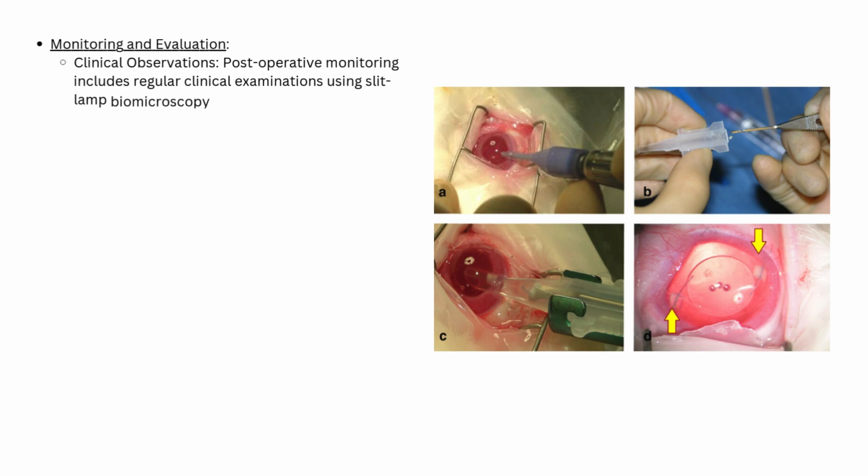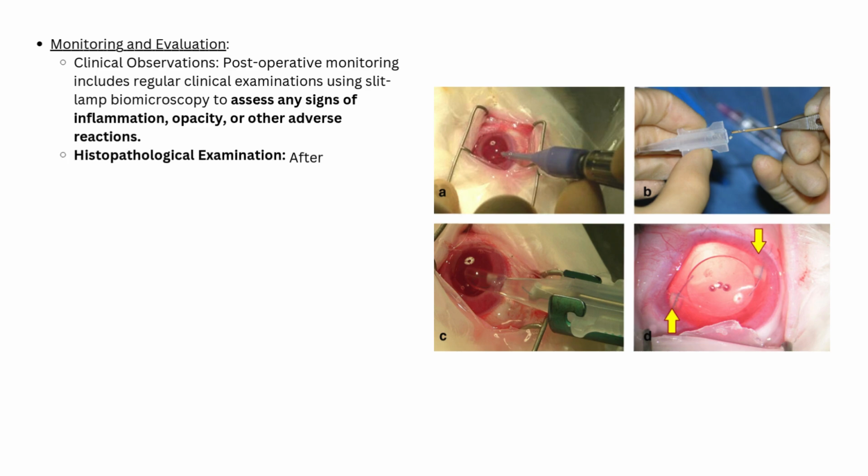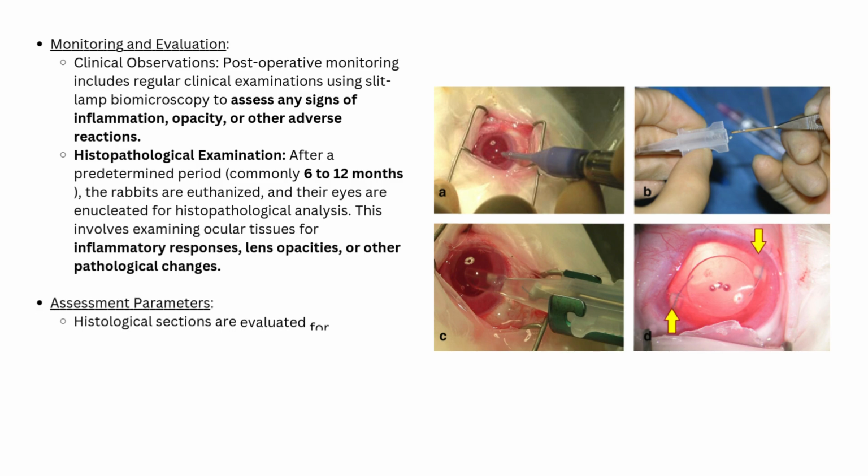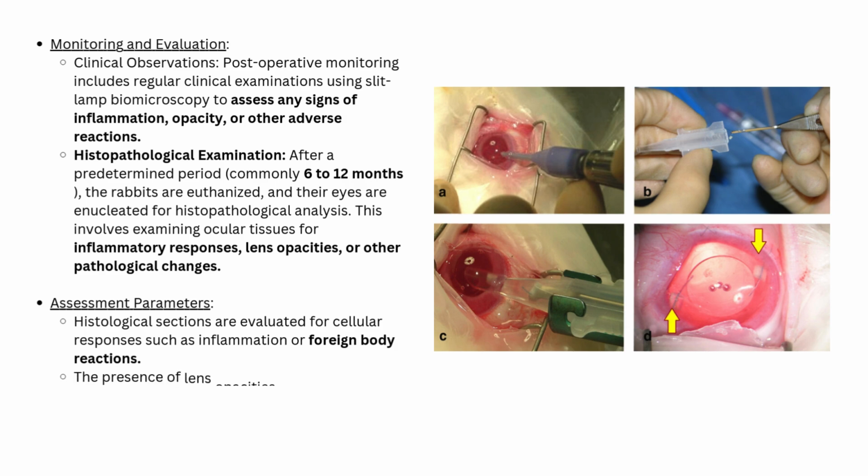Clinical observations were made to assess for any signs of inflammation, opacity, or other adverse reactions. Then after a period of about 6 to 12 months, the rabbits would undergo histopathological evaluation to assess the tissue for cellular responses such as inflammation or foreign body reaction.